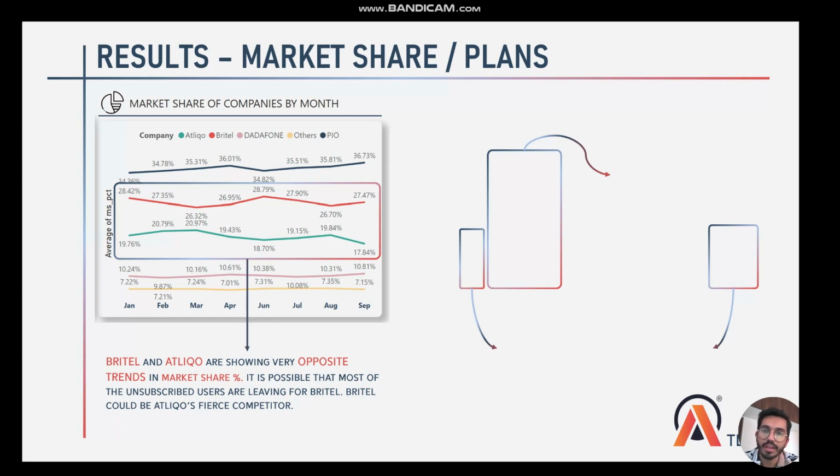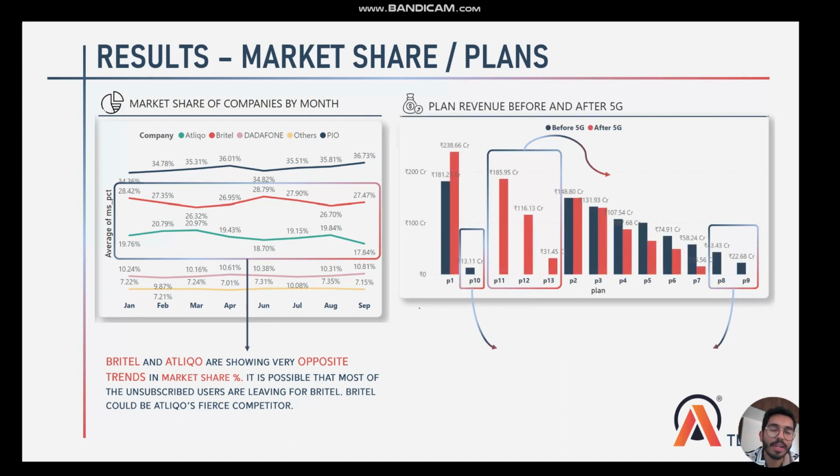So it can be said that when there was an increase or decrease in the number of active users or unsubscribers from the Atlic company, maybe these customers went to the Brittle, which is a competitor here. So whenever there was a decline, that amount of customers went to Brittle and subscribed to Brittle. And similarly, we can see whenever there was a decline in the Brittle market share, those customers came to the Atlico company. So they do show some opposite trends here, and Brittle could be seen as one of the closest competitors to Atlico. PIO is showing a different trend compared to any other competitors, and it is still topping the market share amongst all.